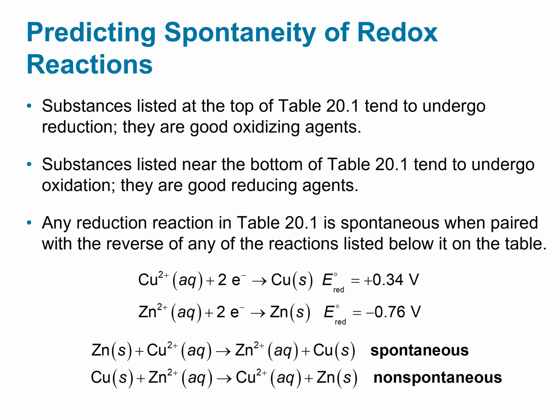If the reaction's being paired with the reverse of something above it, the one above it has a higher reduction potential. And it's going to want those electrons more, and it's going to not function as an oxidizer. Therefore, the one that you think is targeted for reduction can't get those electrons from that half reaction, and it will not be spontaneous.